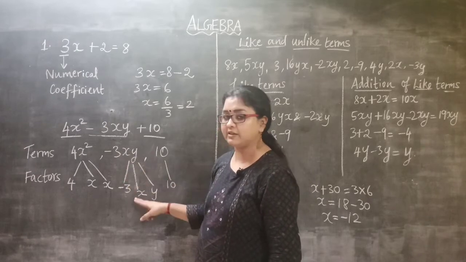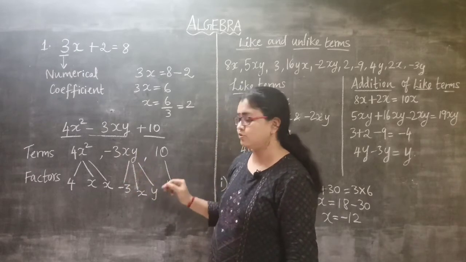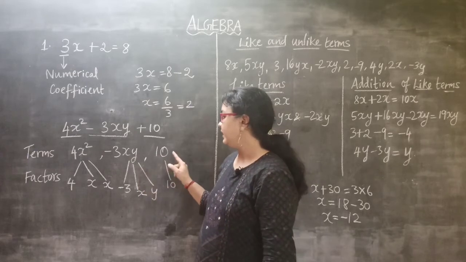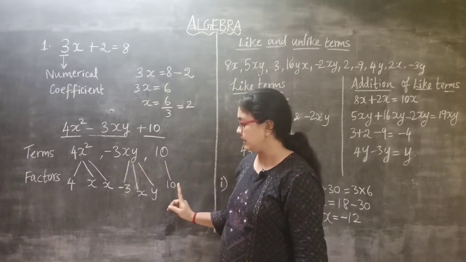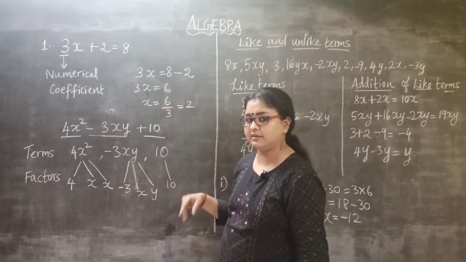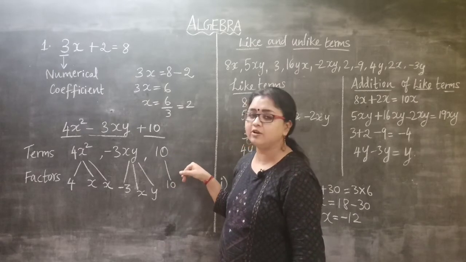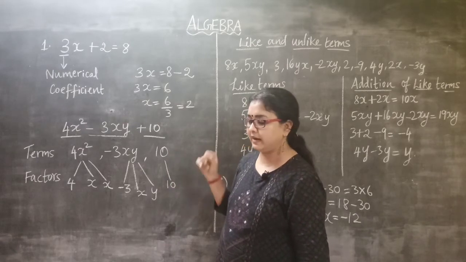X is another factor, y is another factor. So there are 3 factors in it. Next one is 10. So 10 for 10 is the factor. There is nothing else. So for a constant, the constant itself will become the factor.